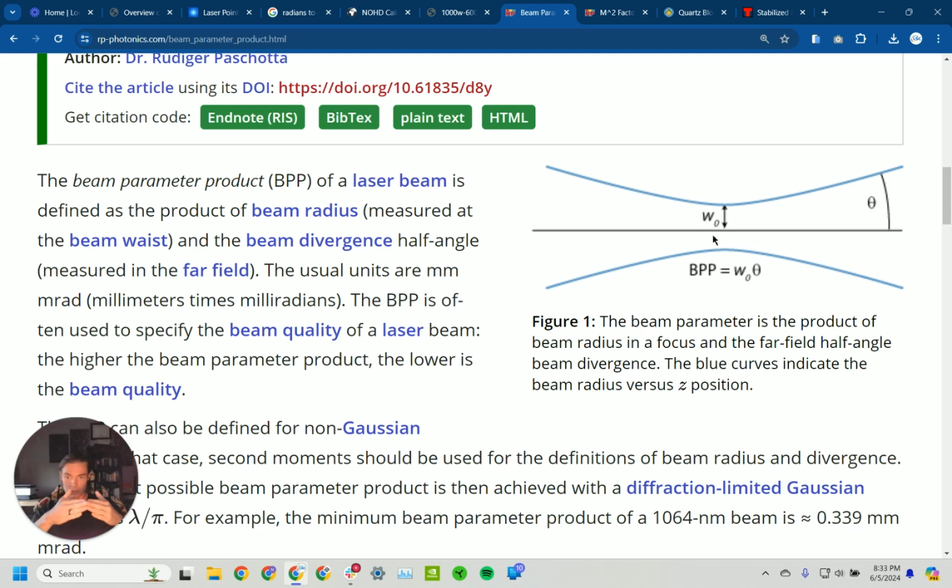Is it focused down to a really small point? What is it doing inside the fiber? What is it doing outside of the fiber? All these things are critical. So you can kind of tell what all of these different symbols mean.